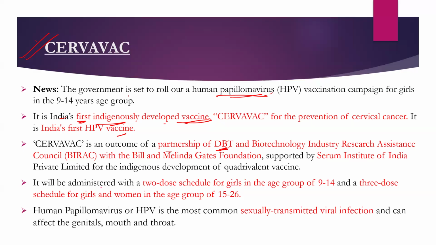Fine. So it will be administered as a 2 dose for girls who are less than 14 years, and 3 dose for girls and women in the age group of 15 to 26. Okay. So it is a sexually transmitted viral infection.